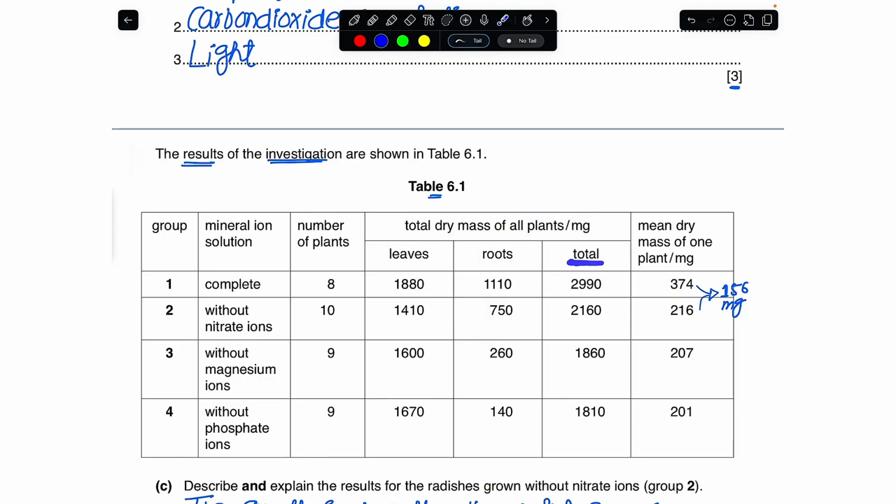Here they have presented the total dry mass, and the total dry mass would mean, if I were to tell you in context of group number one, that they would pluck the leaves off, take the roots of the radish plant, and then remove all of the water content out of them, and from there they would get the total dry mass. And now here they are calculating the mean dry mass of one plant in milligrams. For a total of 8 plants, their total dry mass is 2990 milligrams, and if I divide that by 8, we are getting it for only one plant.